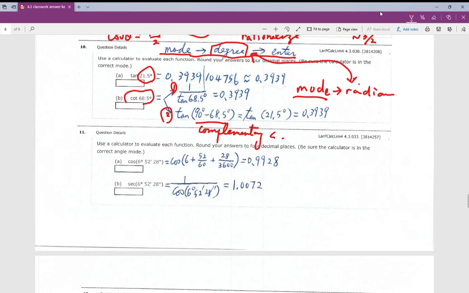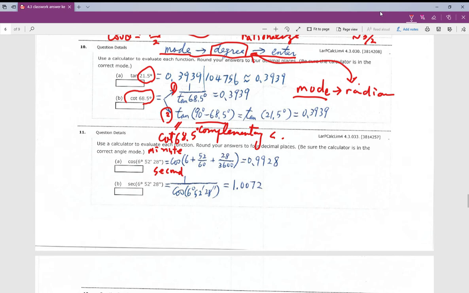To the tangent, then this will be cotangent. That's the same thing. Okay. Number 11. Number 11 is a little harder because they give you minutes and the second.